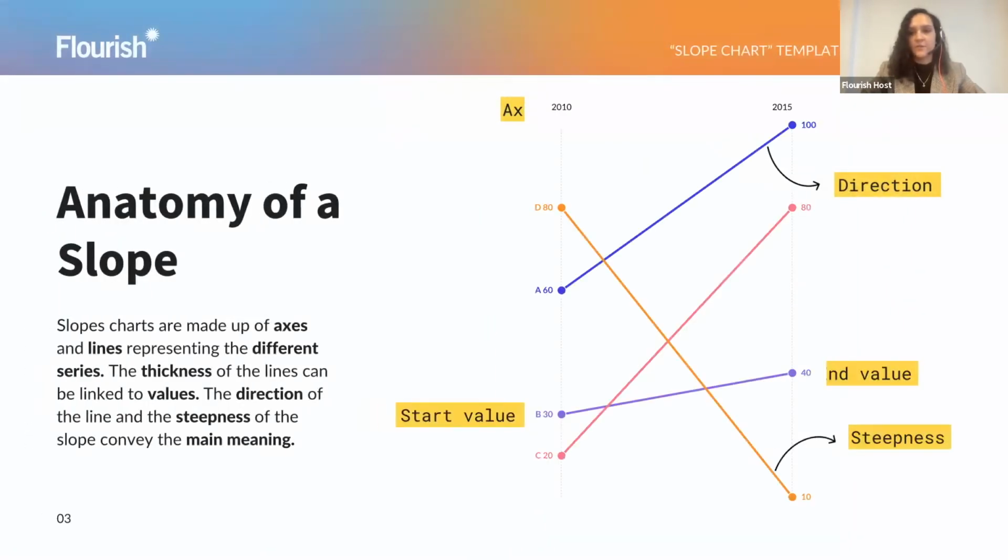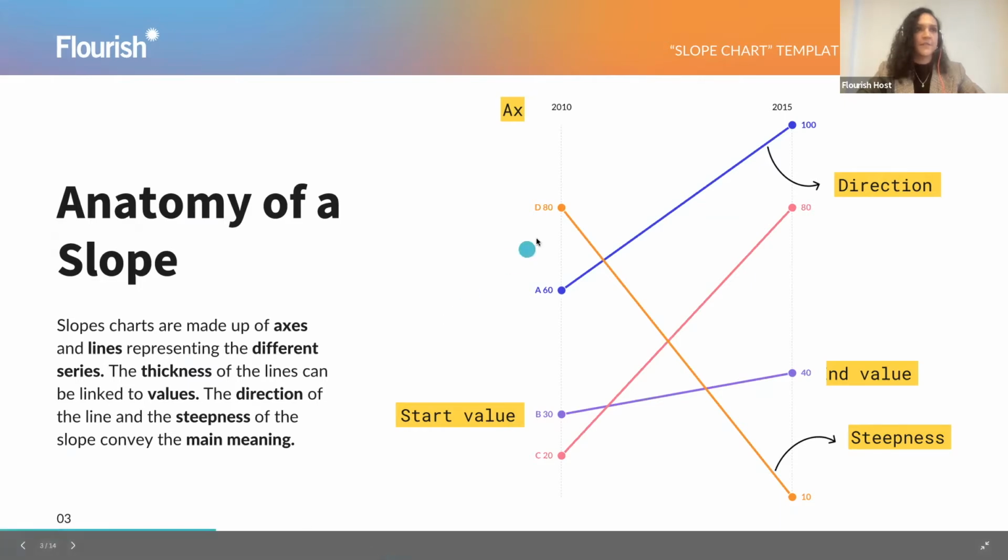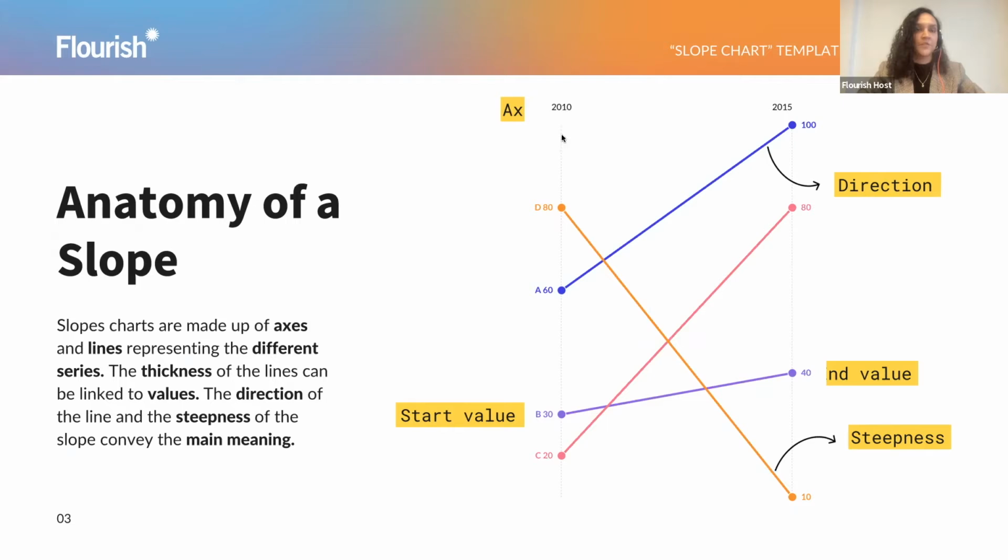Brilliant. So first things first is that slopes are charts that are used to represent variations in data over time. They're made up of axes and lines, which represent the different series. So here we can see the anatomy of a slope. Basically, we have a dual axis, in this case 2010 and 2015, and we have points that are positioned on both axes and joined by a line. And here what we are conveying is a comparison of the values in 2010 and 2015.